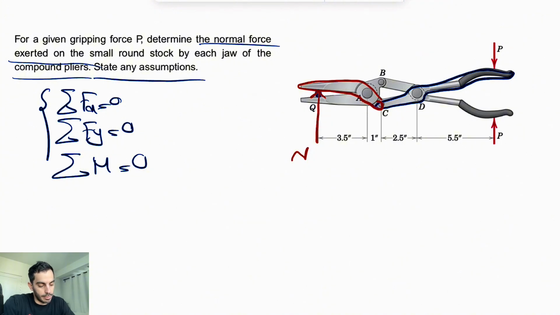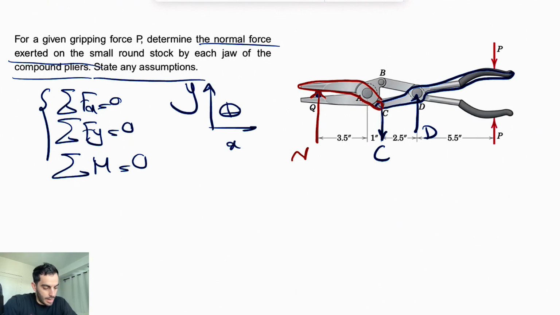So we're going to consider that we only have a vertical component at each of these points. For D, for example, we're just going to consider one vertical component, and we're going to call it D. We're going to have the same thing for C, just a single component in the Y direction. Let's also mark our X and Y here. And now we can move on.